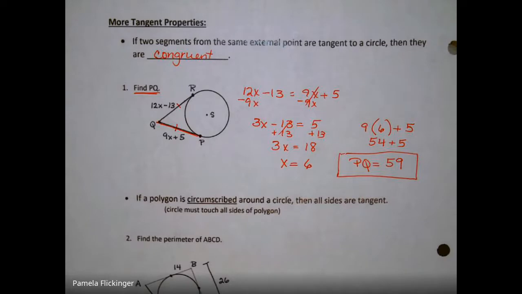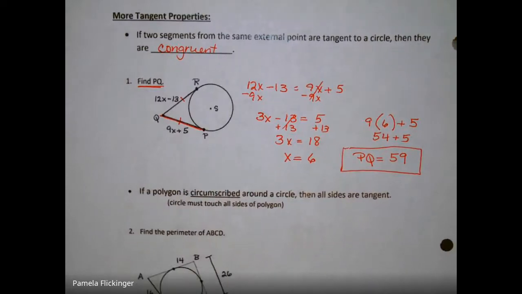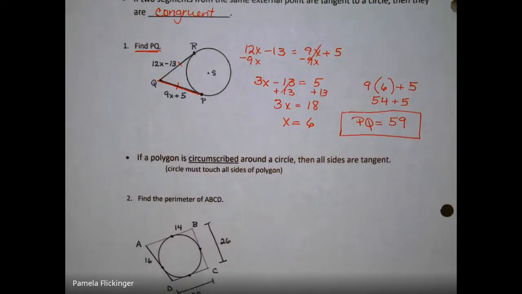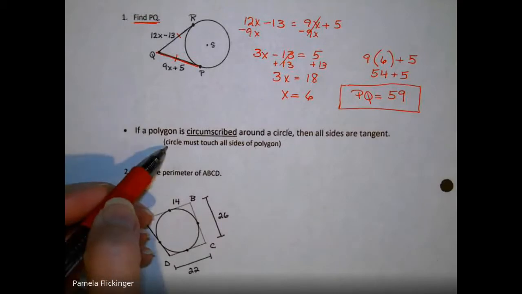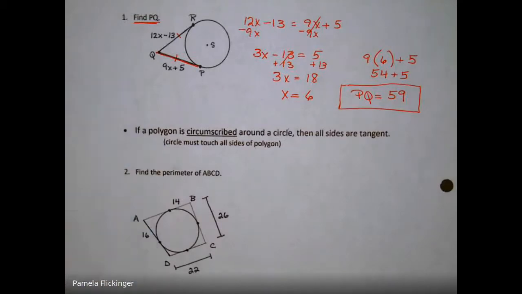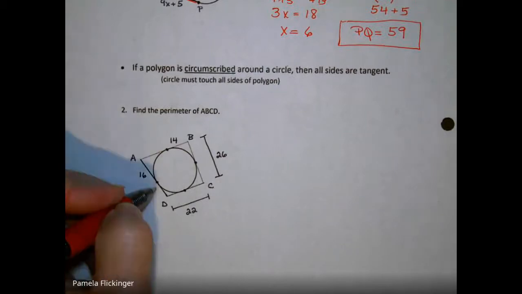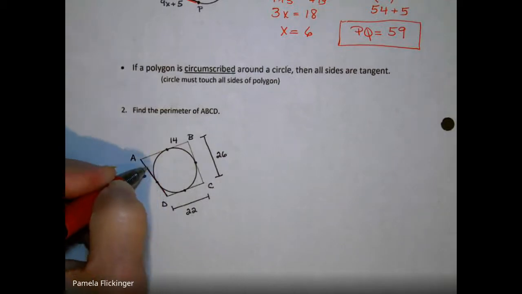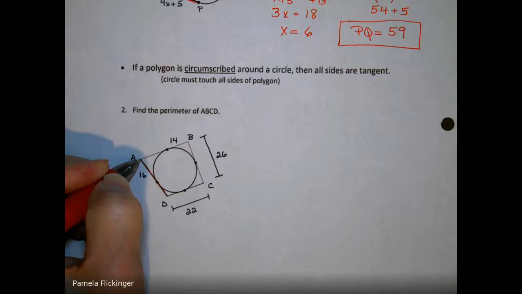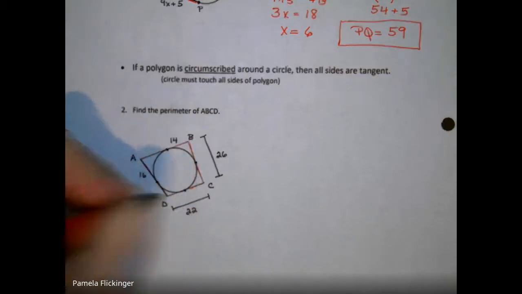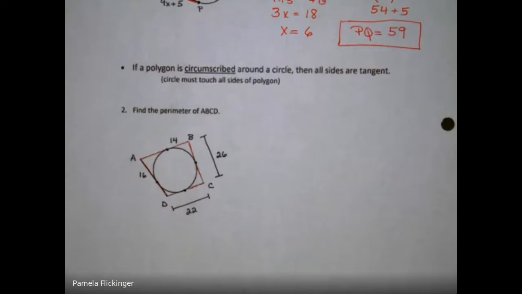And then our last tangent rule. If a polygon is circumscribed around a circle, then all the sides are tangent. Now, to be circumscribed, it says the circle must touch all the sides of the polygon. So notice in this picture, all these sides of the polygon are touching the circle in one place. They all must touch. Can't be 3 out of the 4 in this case. It would have to be all the sides, all 4 of them.